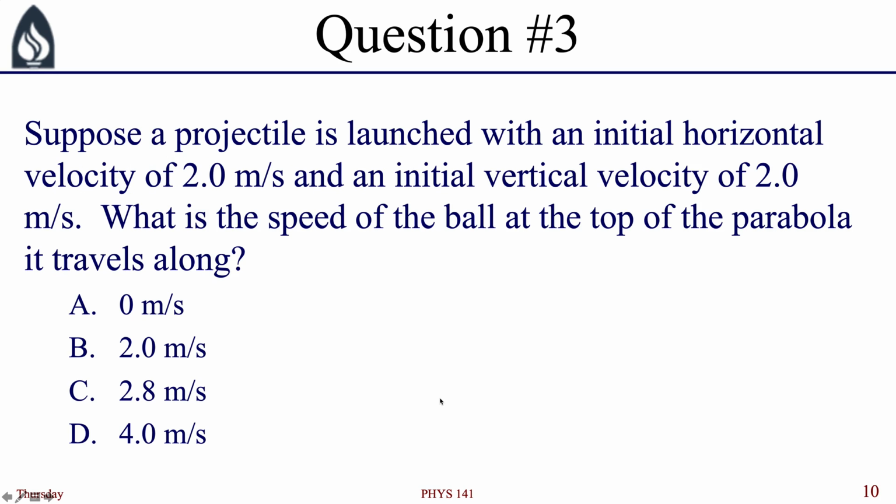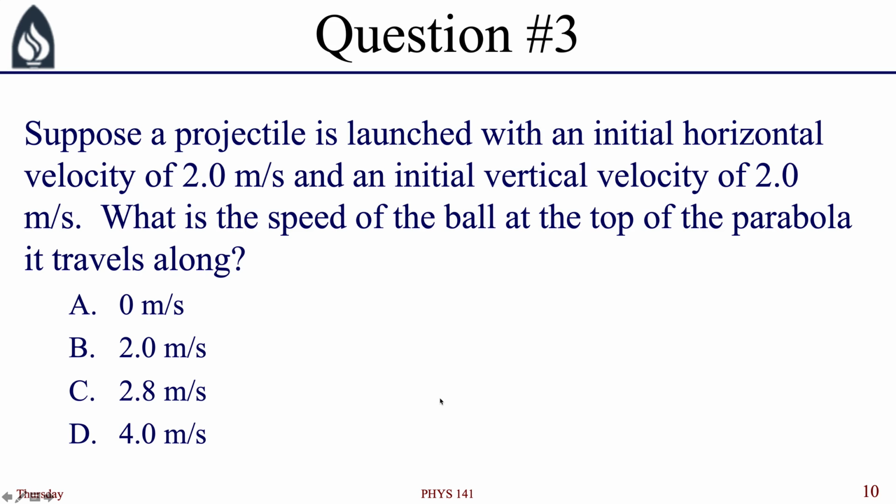So here's a question for you. Let's suppose that there is a projectile that's launched with an initial horizontal velocity of 2 meters per second and an initial vertical velocity of 2 meters per second. What's the speed of the ball at the top of the parabola that it travels along? So pause the video here, give that a bit of a think, and then continue once you have your answer.